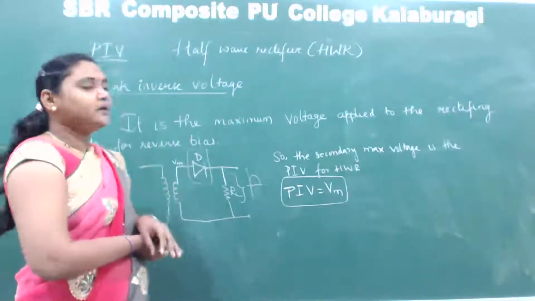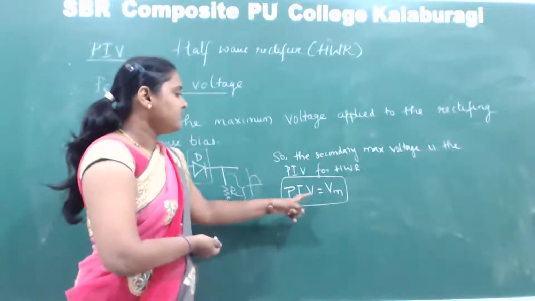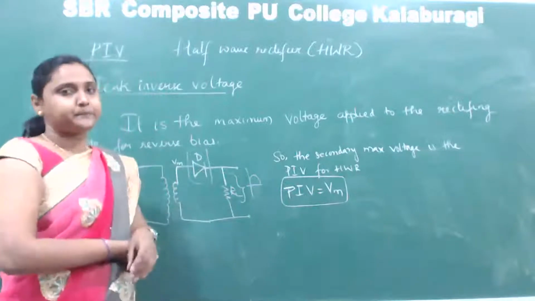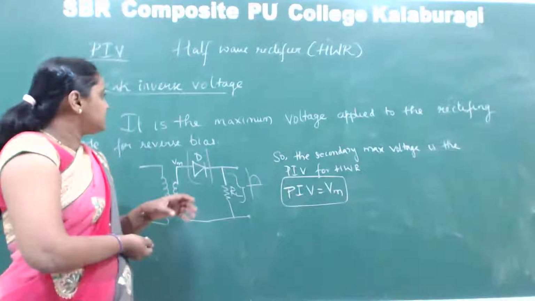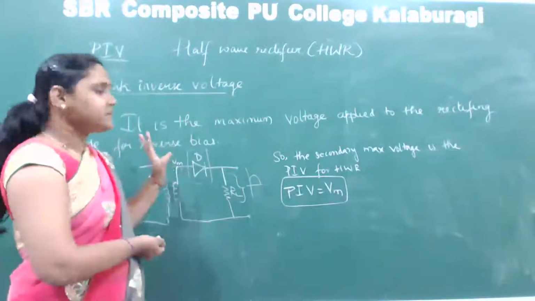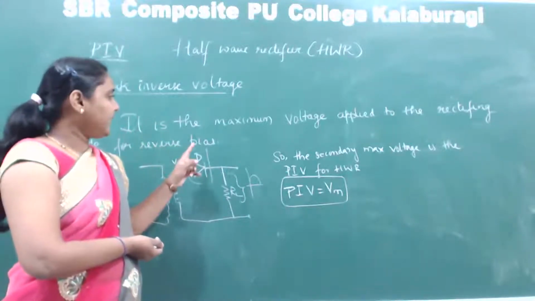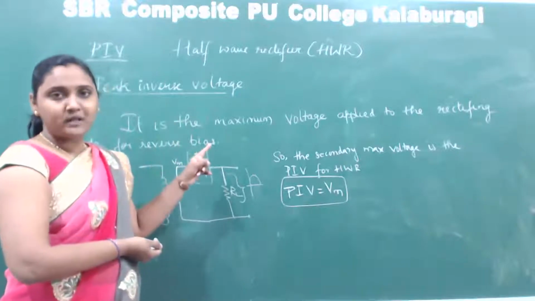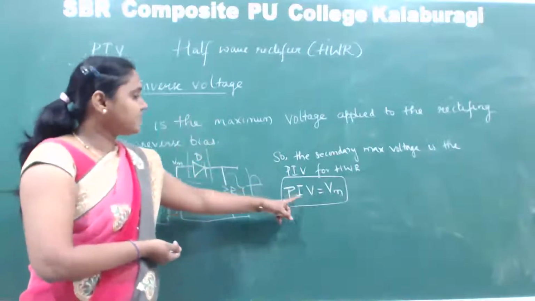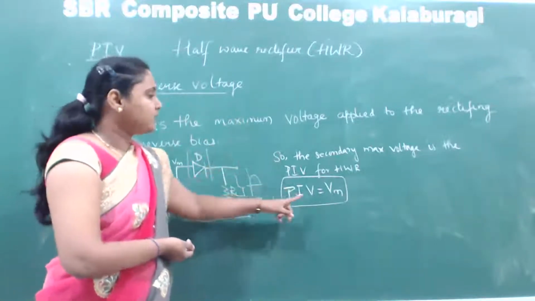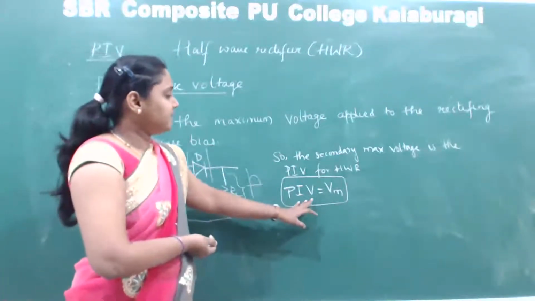So this is called the peak inverse voltage for the half-wave rectifier, and it is given by Vm. PIV is equal to Vm. It is the maximum voltage applied to the rectifying diode in reverse bias when it is off, when it acts as an open switch. Because it is applied in the reverse bias condition, it is called the peak inverse voltage, the maximum value of voltage Vm.